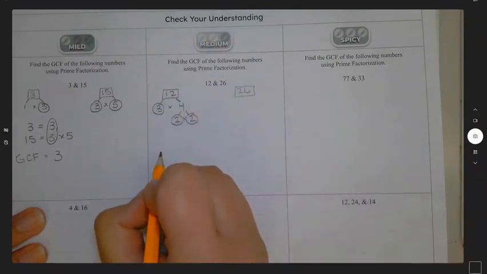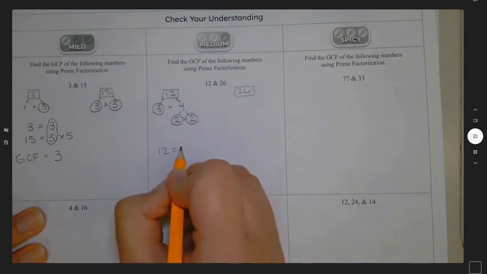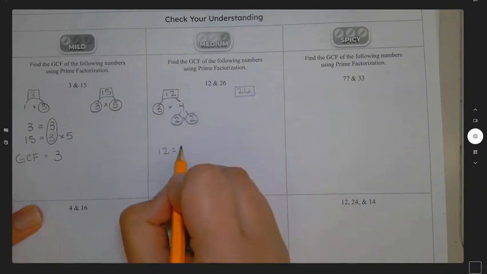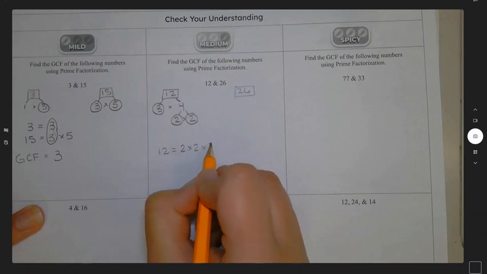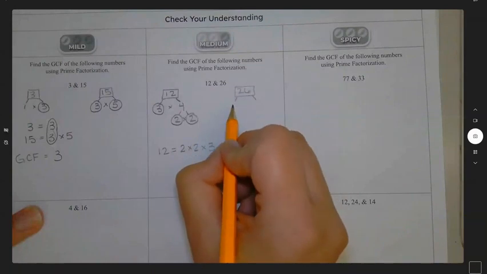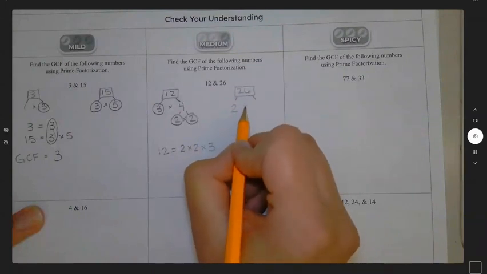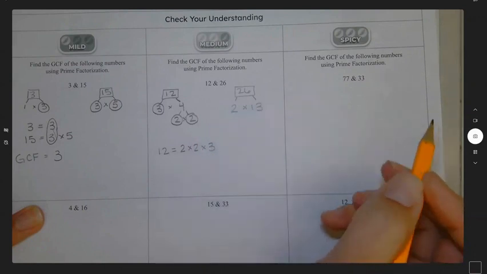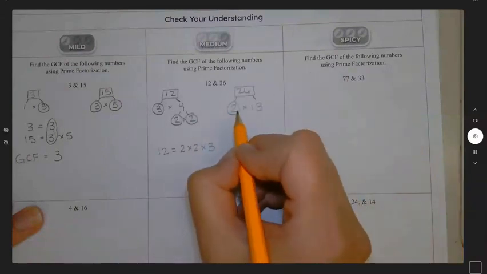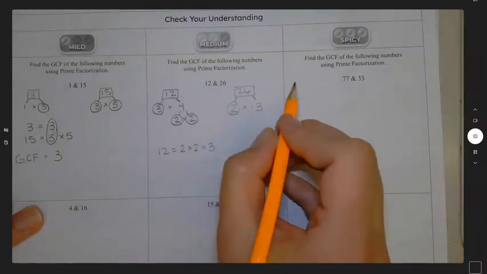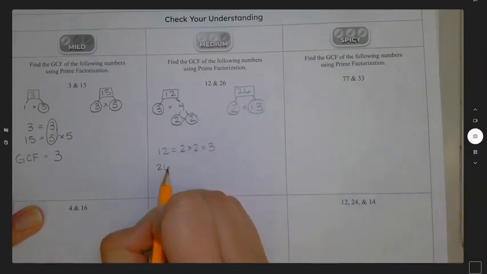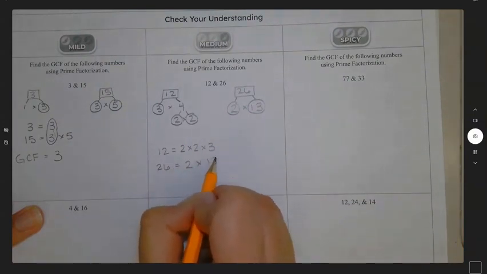Then I'm going to come down here and say 12 equals 3 times 2 times 2, but I like to start with my small number, so I'm going to do 2 times 2 times 3. Then I'm going to go to my 26 and factor this. If it's an even number, I like to start with 2 because that's an easy number to find. So 2 times 13 equals 26. 2 is my prime factor here. 13 is also a prime number, so I don't have to go any smaller than that. So I take 26 equals 2 times 13.